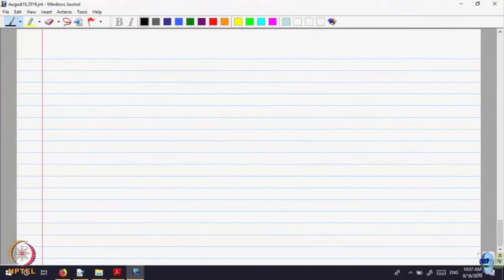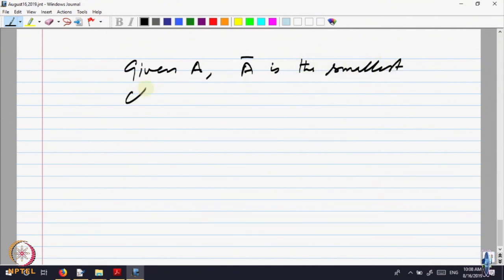We proved a result that given A, A closure is the smallest closed set including A. Remember, we proved that. So, this is basically by proving that A closure is always a closed set, A is inside it, and closure of closure is itself. Okay, so, that is the smallest.